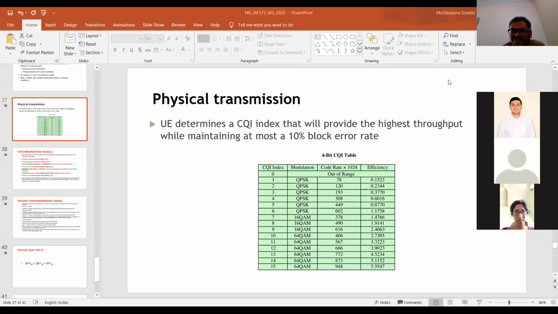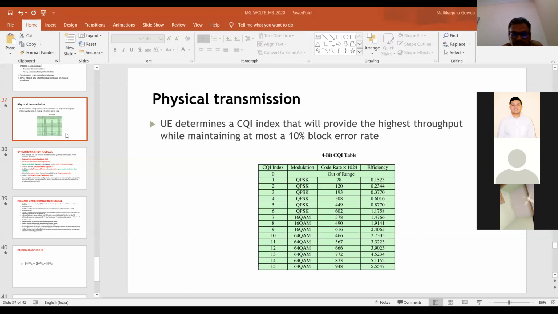Yes, sir. Okay, in the morning session, I discussed the frame structure, FDD and TDD frame structure. So I stopped at this physical transmission, right? As I said, the user equipment will determine the channel quality indicator index that will provide the highest throughput while maintaining at most 10% block error rate.